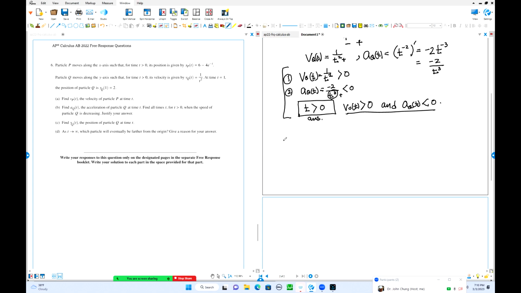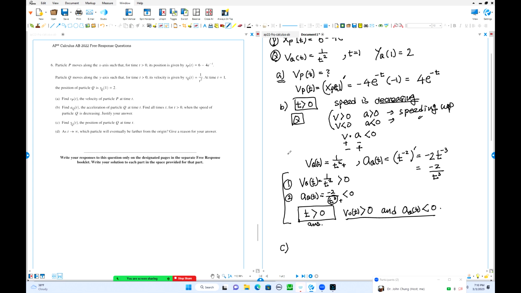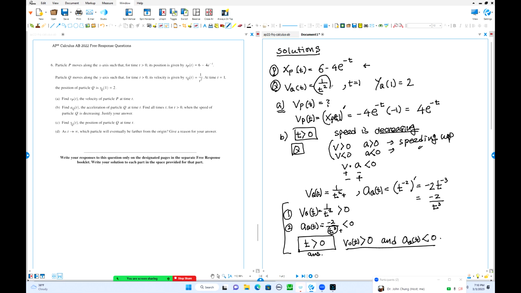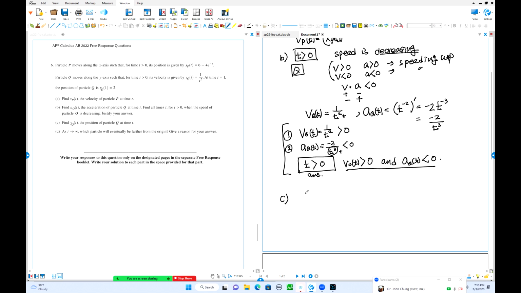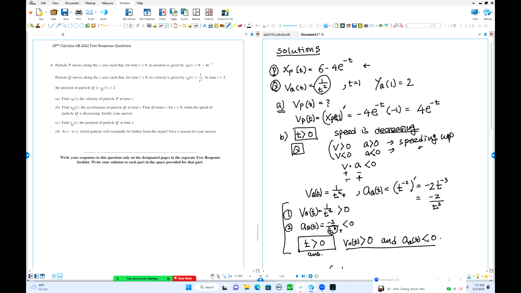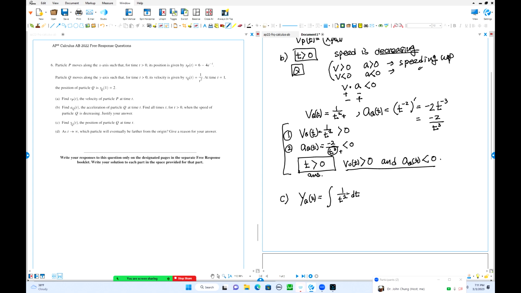Alright, now C, take a look at number C there. Find y_Q(t), that is the position of particle Q. We're going to find it. For the position of particle Q, only velocity is given, so we need to take the integral, right? Because the initial condition is there. So y_Q(t) is the integral of 1 over t squared dt, isn't it? Are you okay with this? Yeah, that's a velocity integral, right?